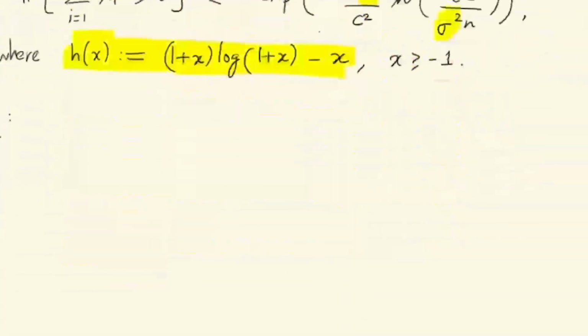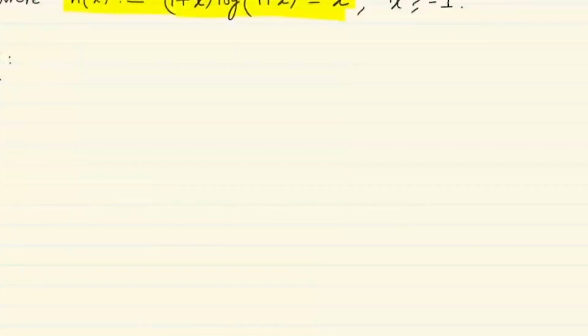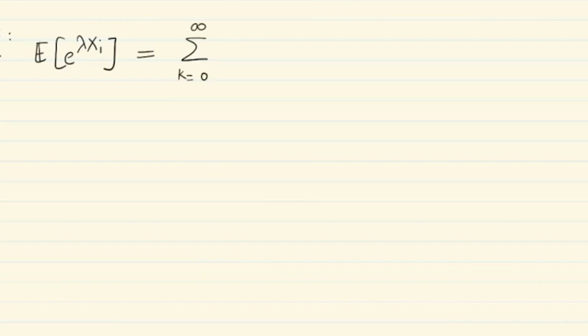So let's go on to prove this inequality. The first step of the proof is to bound the moment generating function of each random variable xi. So let's begin by writing the expected value of the moment generating function of any xi. By definition, if you just expand it out as an infinite power series, this is the sum over k equal to 0 to infinity, lambda to the k, expected xi to the k, by k factorial.